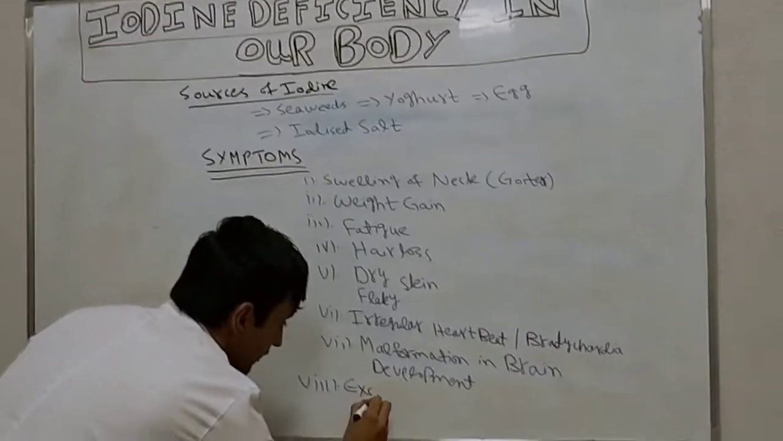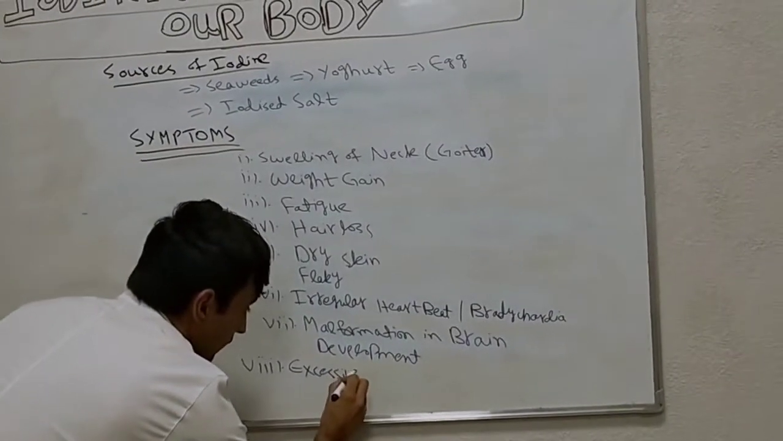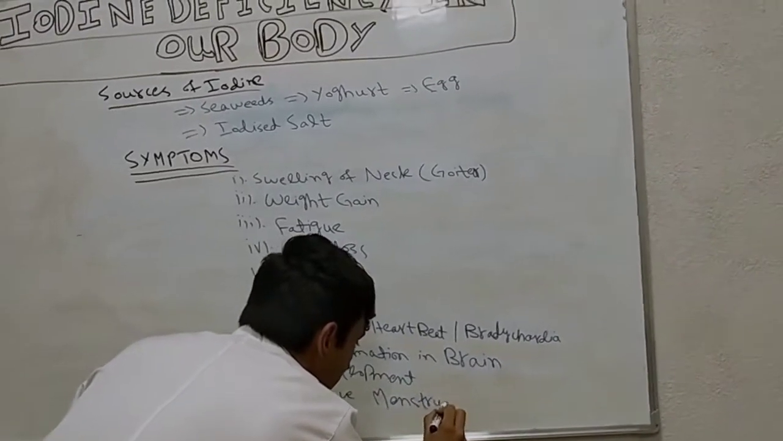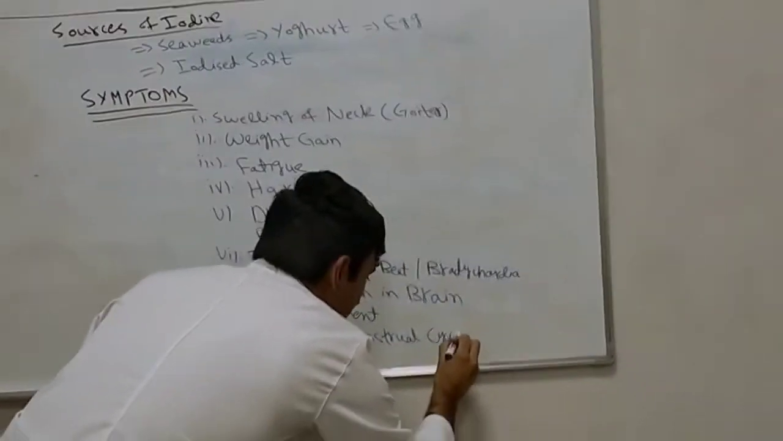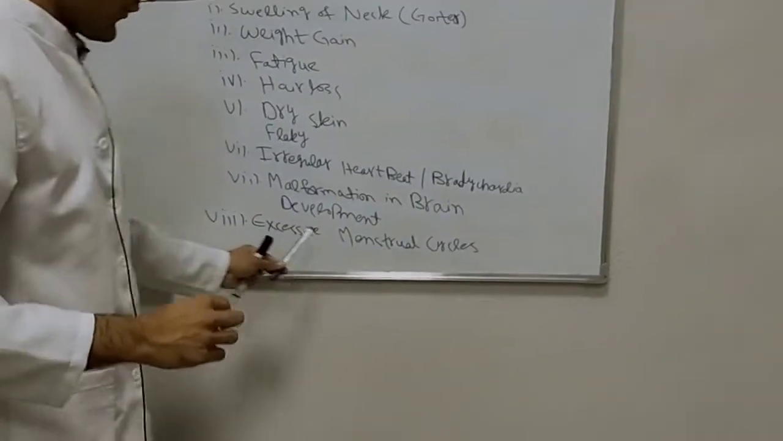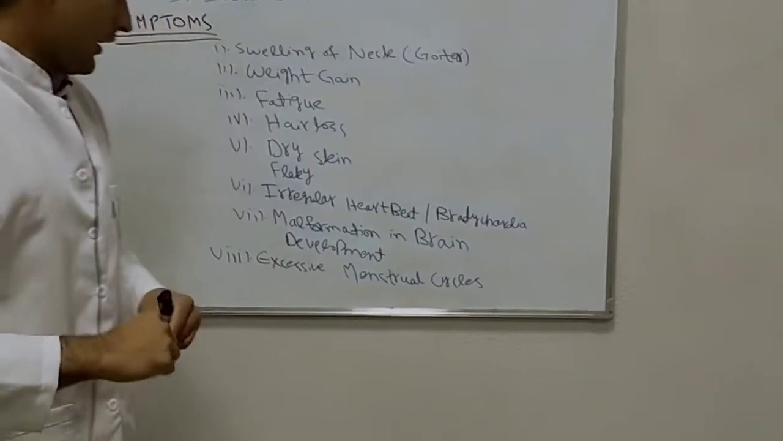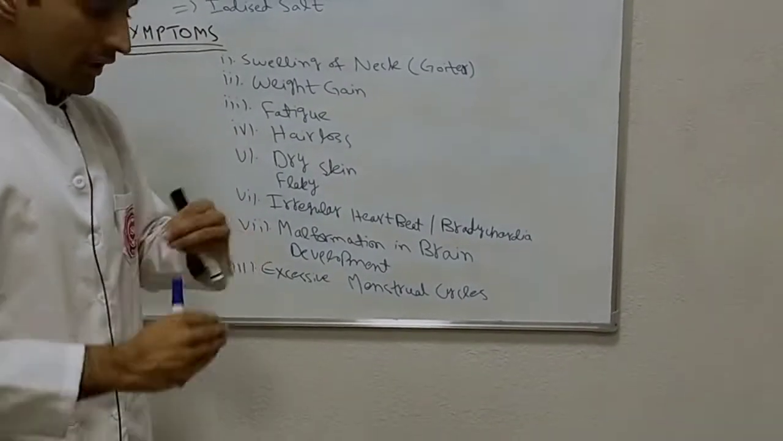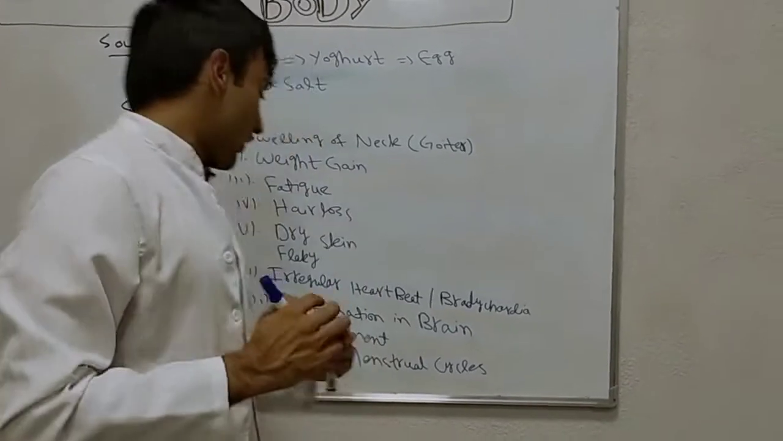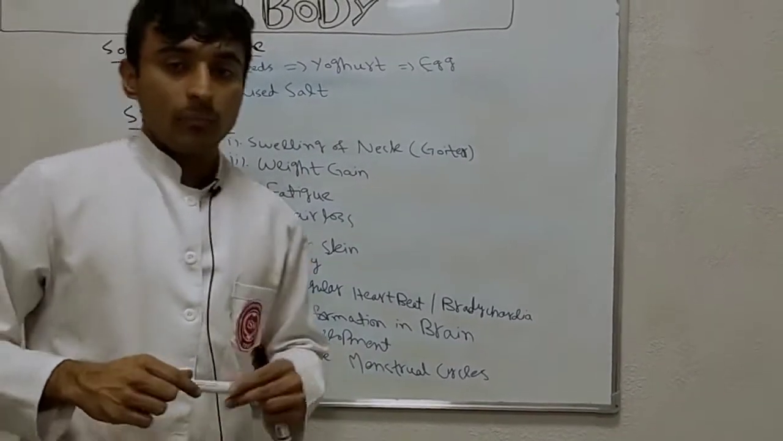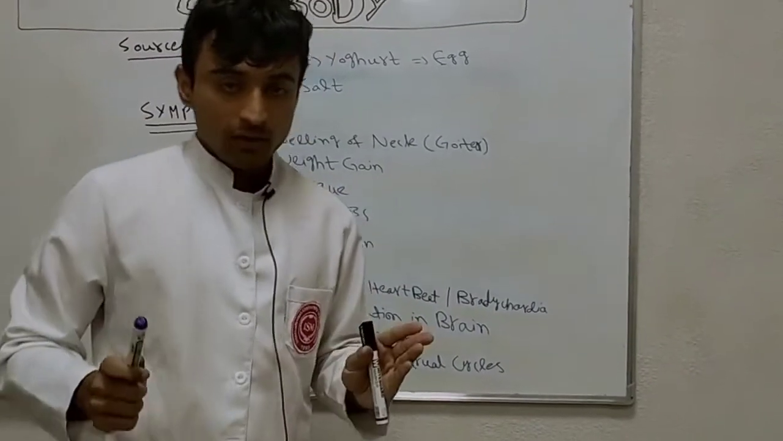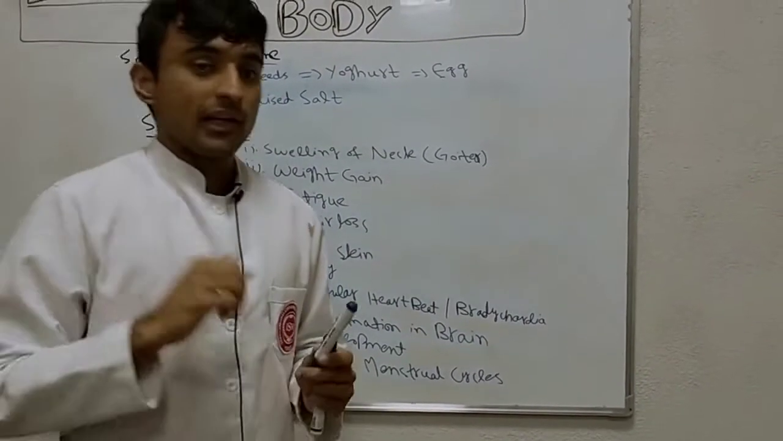After this we have the symptom of excessive menstrual cycles in females. Excessive menstrual cycles would occur in the female because thyroid hormones are involved in the maintenance of the normal period of the menstrual cycle. If thyroid hormones are not present in the required amount, it would lead to excessive menstrual cycles with loss of bleeding as well.